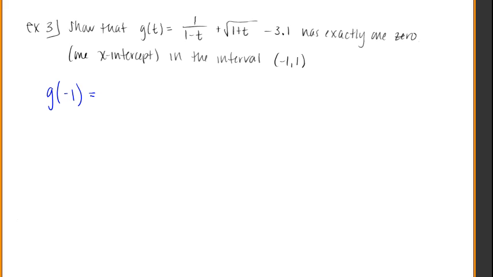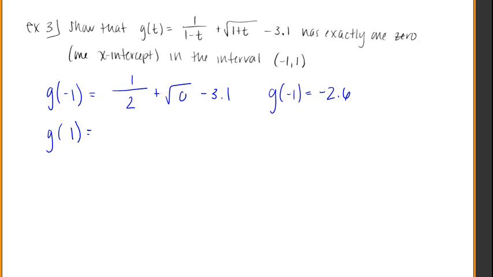Okay? So g of -1 would be 1 over 1 minus -1, so 1/2, plus the square root of 1 plus -1, which was 0, minus 3.1. So 1/2 minus 3.1 will get you a value there. So g of -1 is going to be -2.6. Okay, let's do the same thing with the other endpoint.